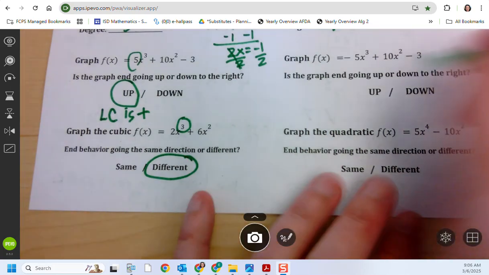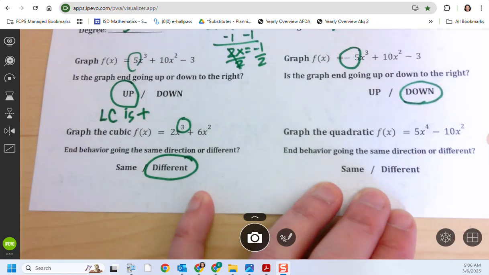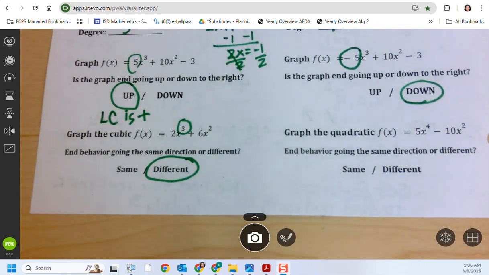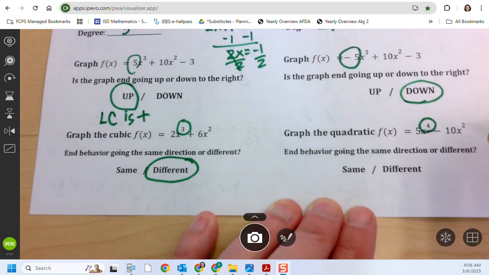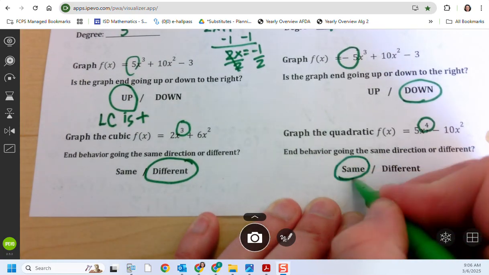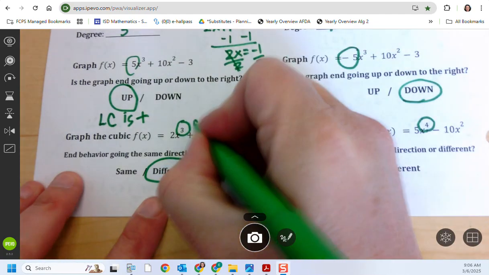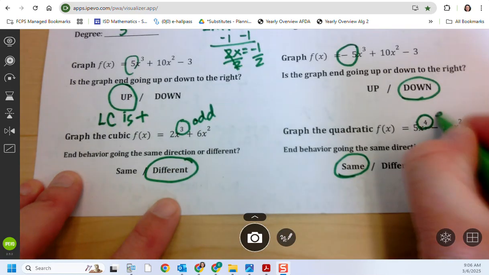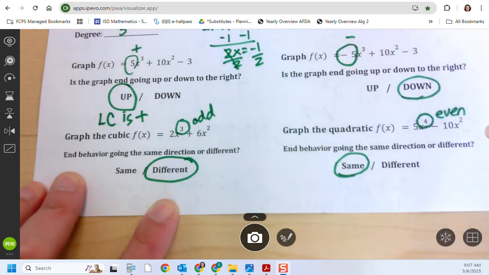All right, this time your lead coefficient is negative, which means that your graph is going down. Did you get it right? Good. And in this one, your exponent is even, which means that the two ends should match. They're the same because it's even, okay? Odd, even, positive, negative.